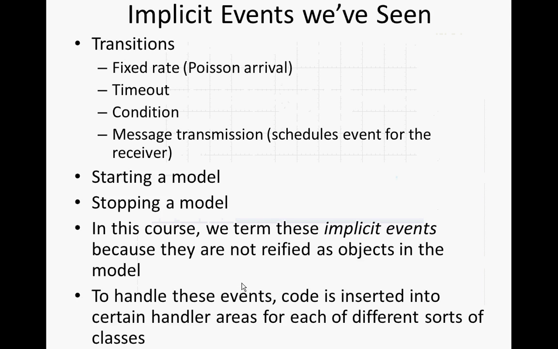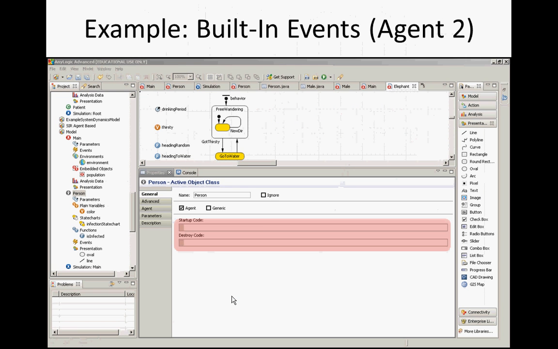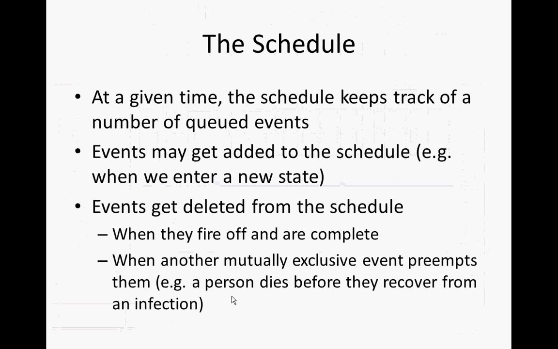And they apply for many, many components. At any given time, the scheduler is keeping track of a certain number of queued events. Events get added to the schedule as new things happen, like a message gets sent. That has to be handled at some point. A person enters a state. It actually schedules the events for leaving the state at certain times. And then sometimes events get deleted from the schedule. For example, when they fire off and complete, or when another mutually exclusive event preempts them. So when someone dies before they leave the state via another route.